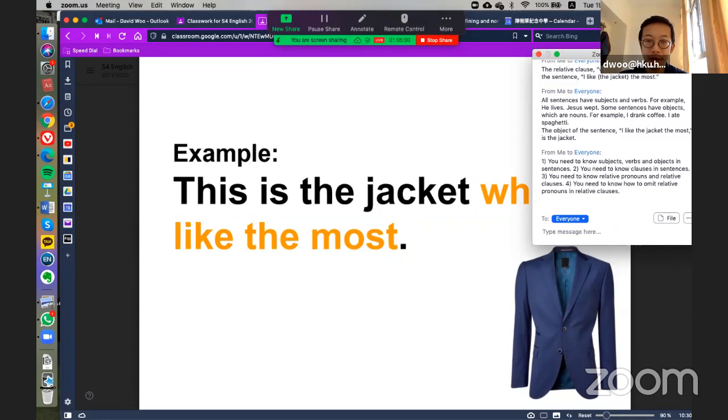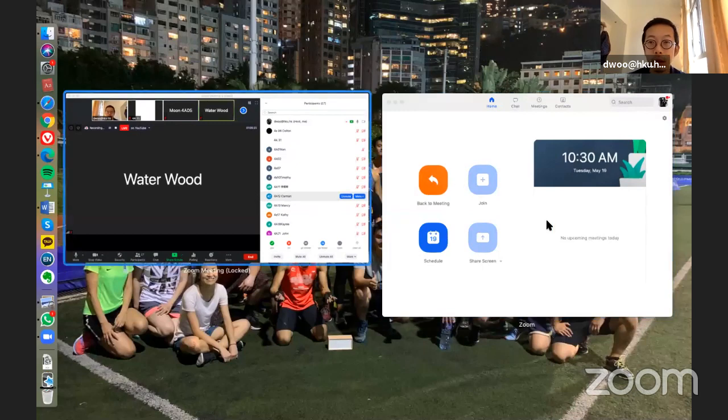But this is the last grammar item in Form 4. It's also, I think, the most complex. Even native speakers will have difficulty with this. Okay. I think you're fine if you're at level 2. You know what a clause is. Any questions?